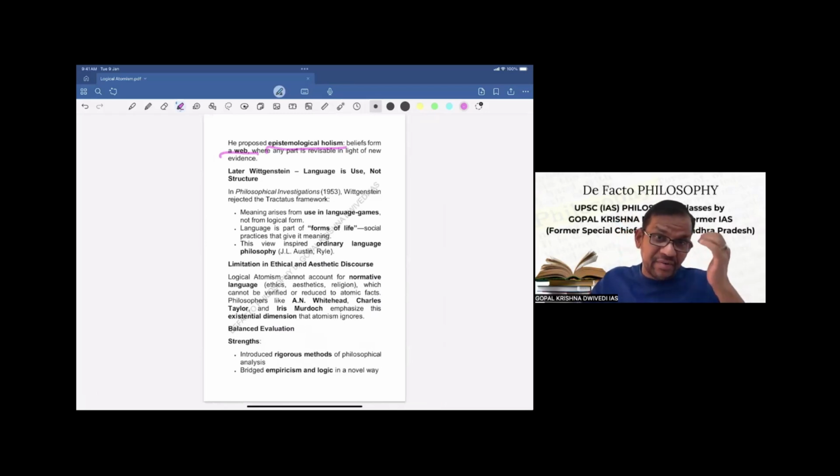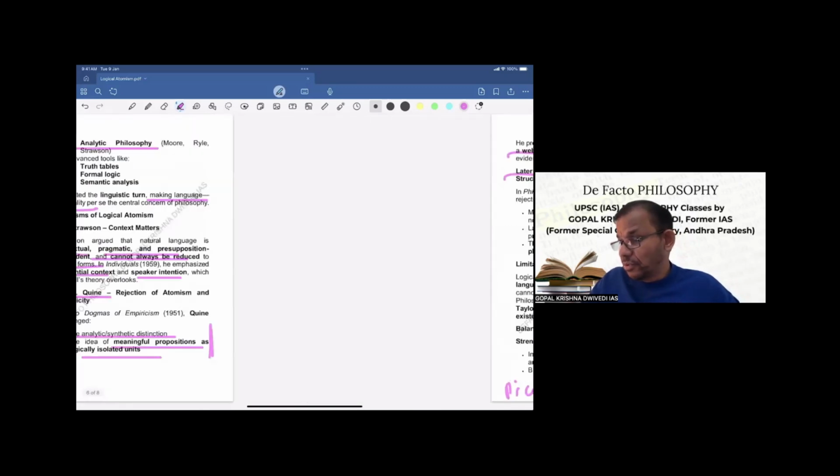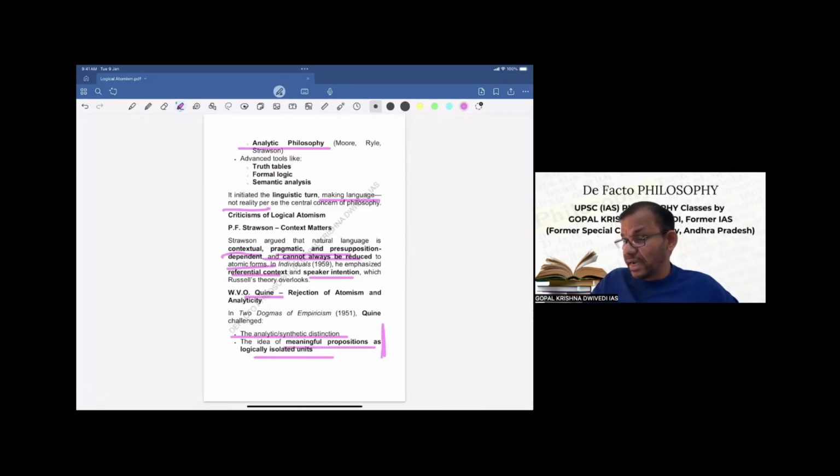Now, later Wittgenstein himself changed, after all these criticisms. He came out with the use theory of meaning. Earlier he had the picture theory of meaning, and subsequently he came up with the use theory. The use theory in a way supports this: it is contextual, pragmatic, and also reflects the intention of the speaker. All these things come out with the use theory.